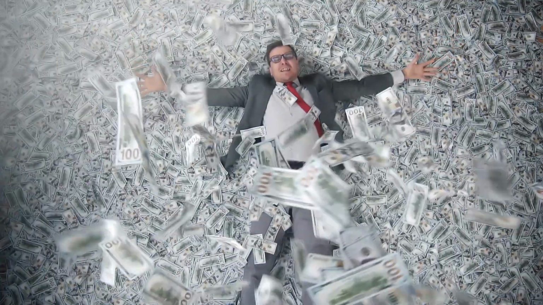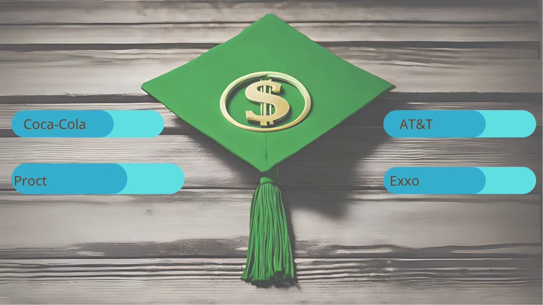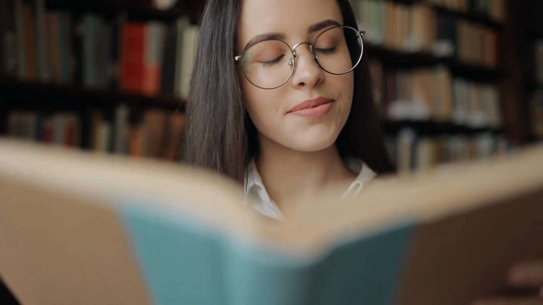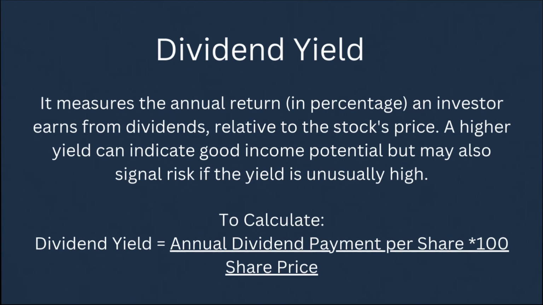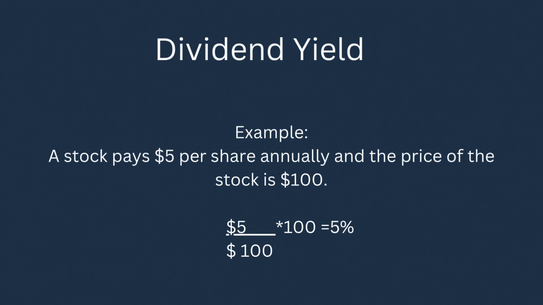Dividend investing involves buying stocks from companies that regularly share a portion of their profits with investors in the form of dividends. For example, if you own shares of a company like Coca-Cola, you could receive regular payouts just for holding the stock. There are some terms that we need to understand to be effective at dividend investing. Dividend yield. It measures the annual return, in percentage, an investor earns from dividends relative to the stock's price. A higher yield can indicate good income potential, but may also signal risk if the yield is unusually high.